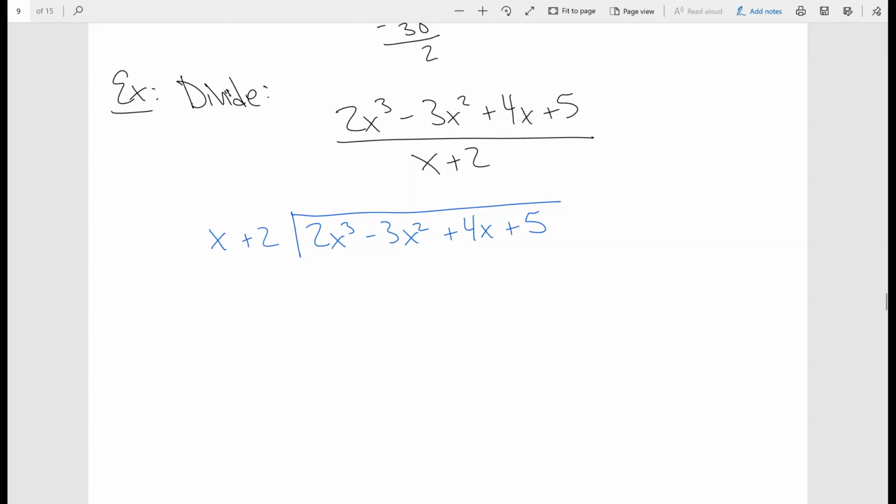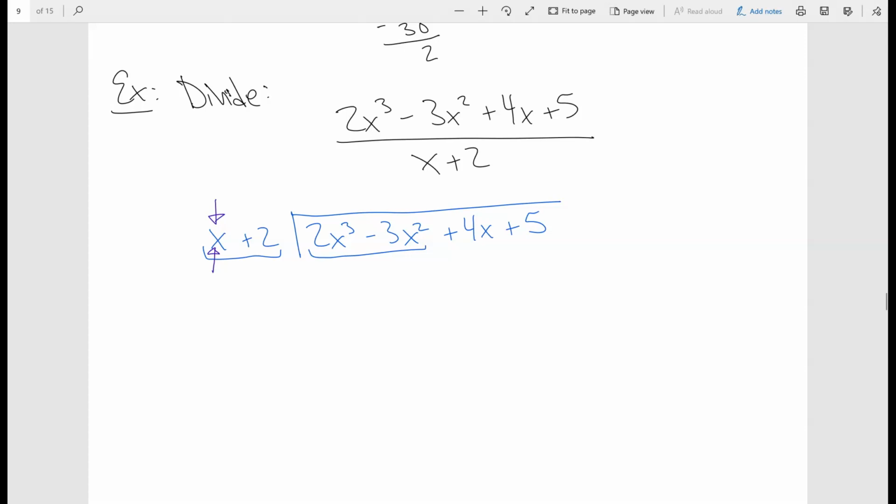Now, what's inside is what we call the dividend. The outside is what we call the divisor. The way we want to do it is to look at the first 2 terms here. The goal is to get rid of this 2x cubed, and we're going to use this x to do that. So let's think about it. What can I multiply this x by to get this 2x cubed? Well, that would be 2x squared.